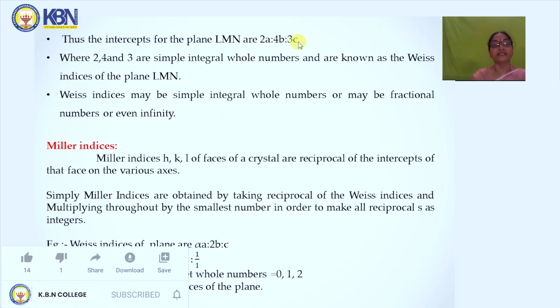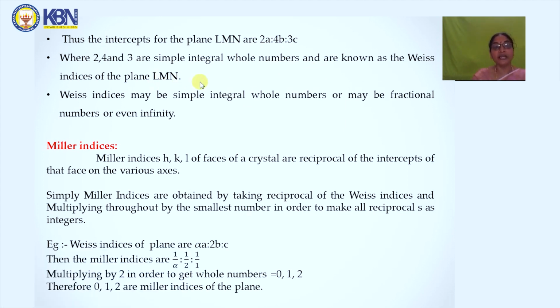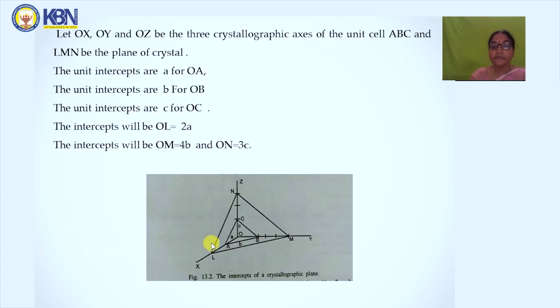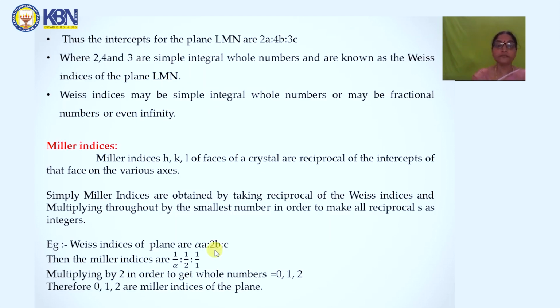Here 2, 4 and 3 are simple integral whole numbers, which are known as the indices of the plane LMN. These indices may be simple integral whole numbers, or fractional numbers, or sometimes even infinity.